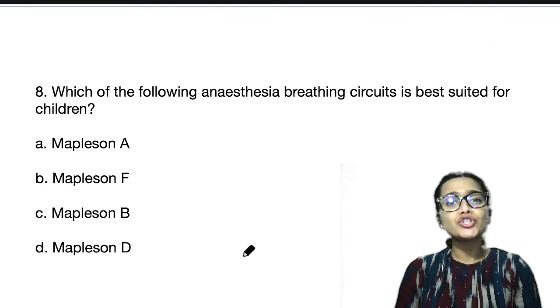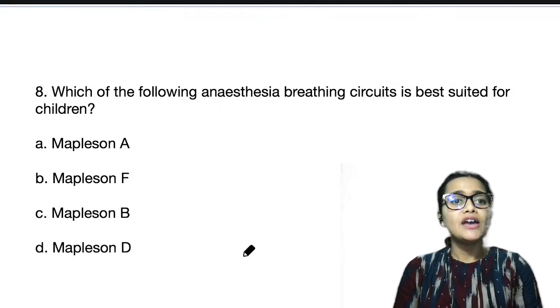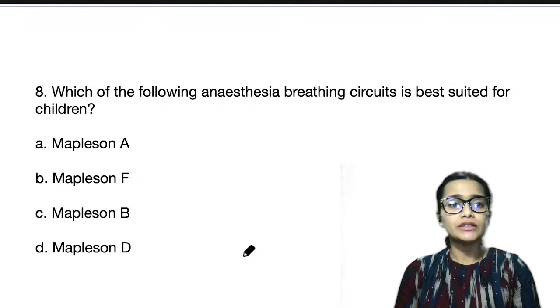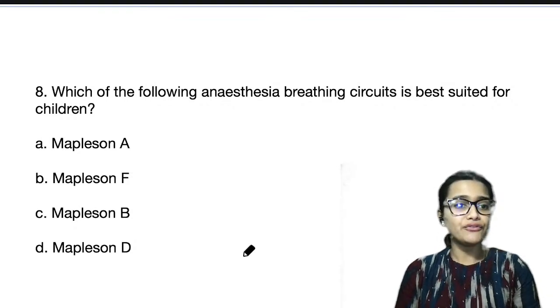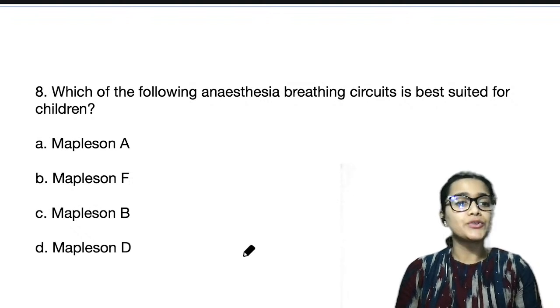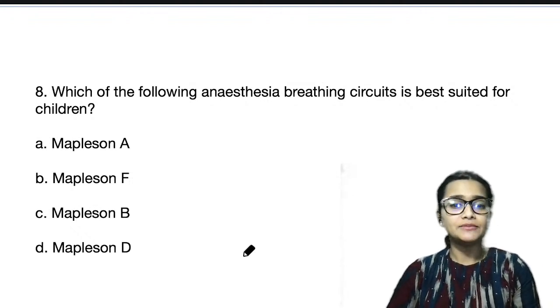Okay, moving on to our 8th question. Which of the following anesthesia breathing circuits is best suited for children? Option A is Mapleson A, option B is Mapleson F, option C is Mapleson B, and option D is Mapleson D.